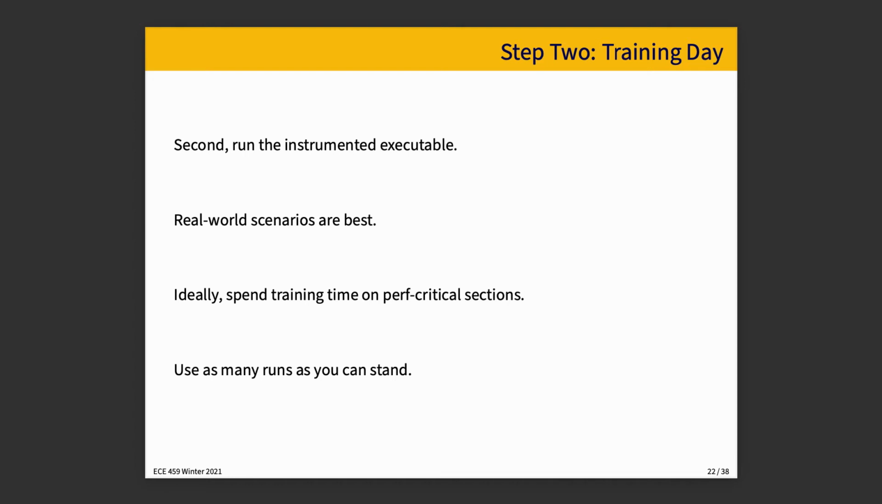You don't have to do this in a single training run. You can use many training runs. In fact, the more training runs you have, the more data you have collected, and the more data you have, the better decisions the compiler will be able to make. Okay.